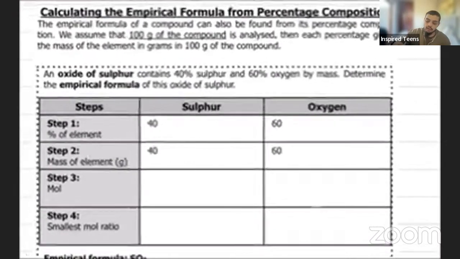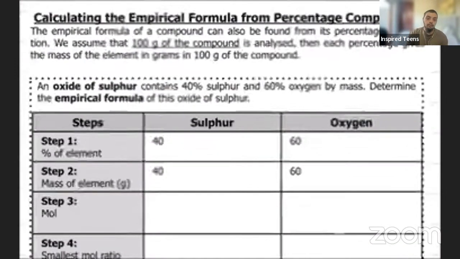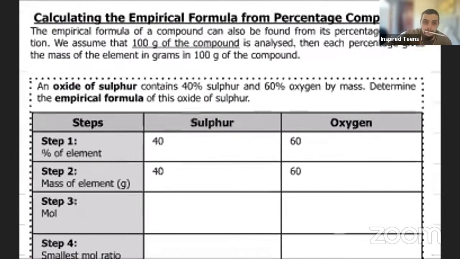Now this is calculating empirical formula from percentage composition. Okay, let me see how clear things are looking. Not too shabby. Okay, so calculating the empirical formula from percentage composition.